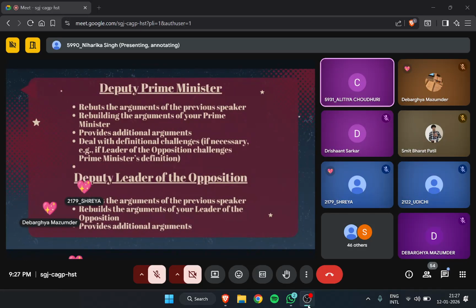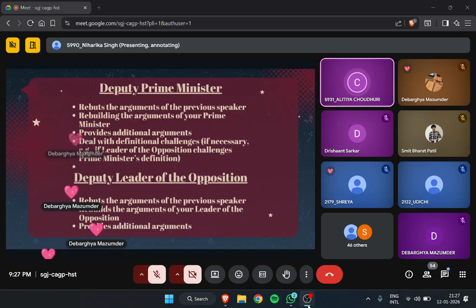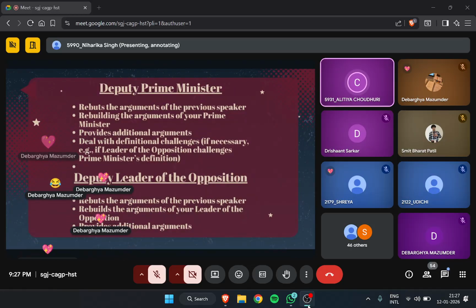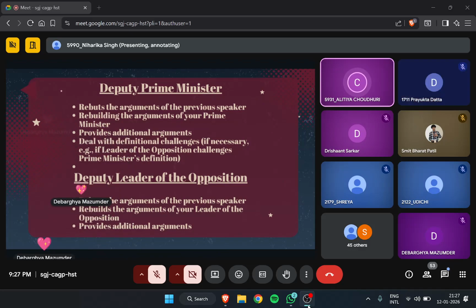Great. DPM, or the Deputy Prime Minister. Majorly the role I love going for, right? Understand what exactly happens. DPM is inherently the second speaker and DLO is the fourth speaker. So what you do is you go ahead and rebut the arguments of the previous speaker. Rebut basically means you deconstruct the argument of your previous speaker, who now happens to be LO or leader of opposition because you're going DPM, right?